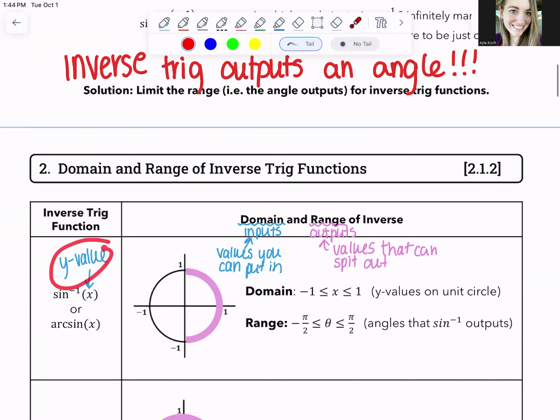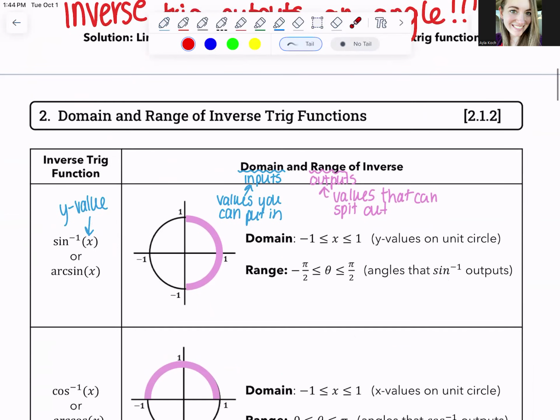So for sine, it's a y value. And the only y values on the unit circle, the y values go from -1 to 1. So those are the possible y values. Any of these points here, the y value will be somewhere between -1 and 1.